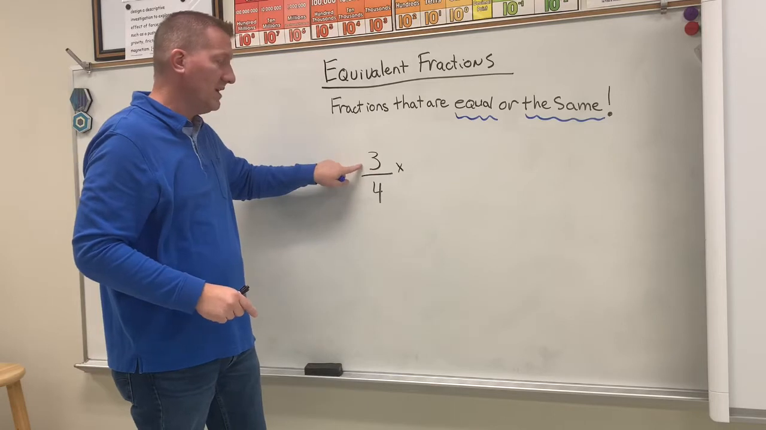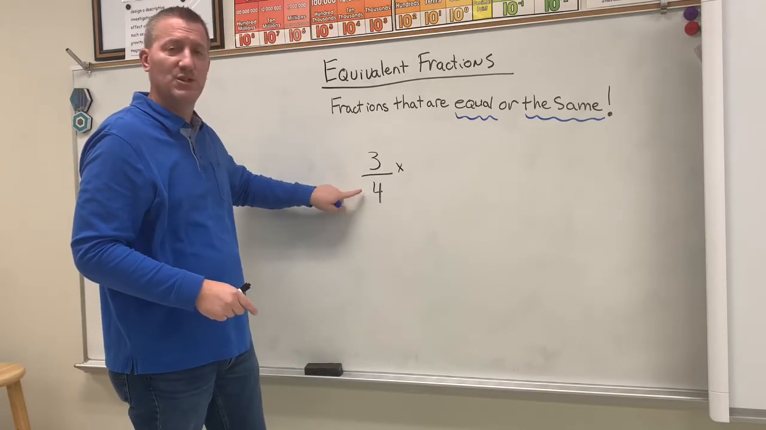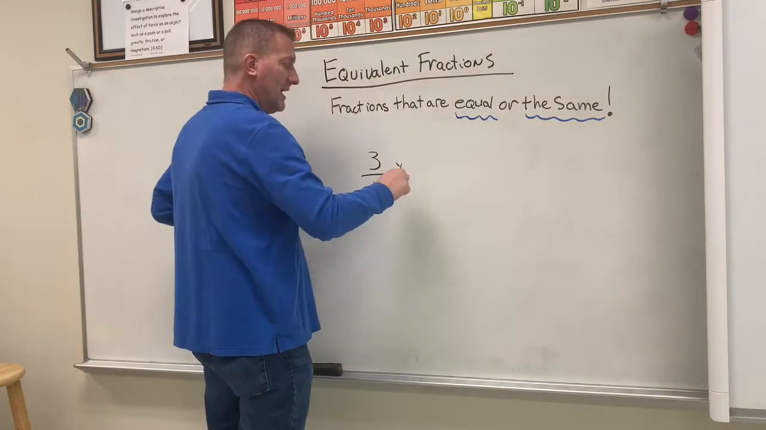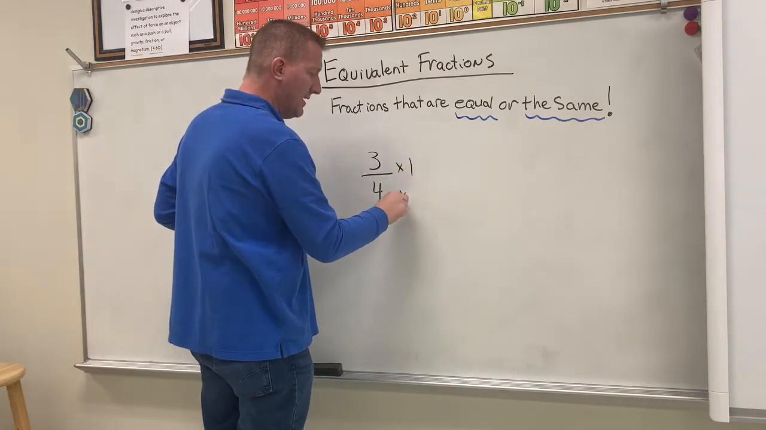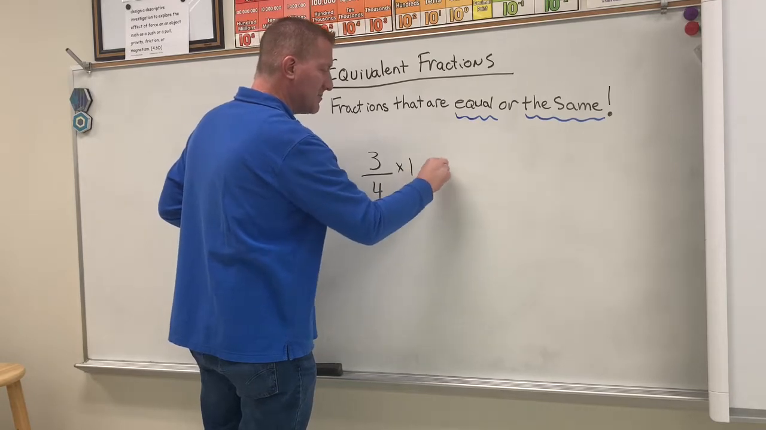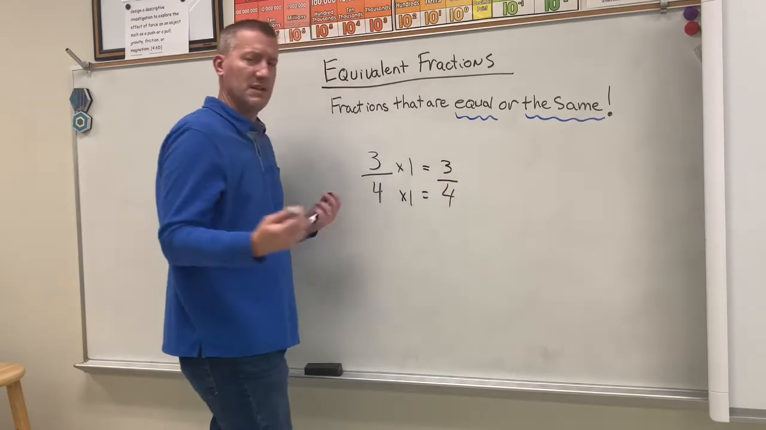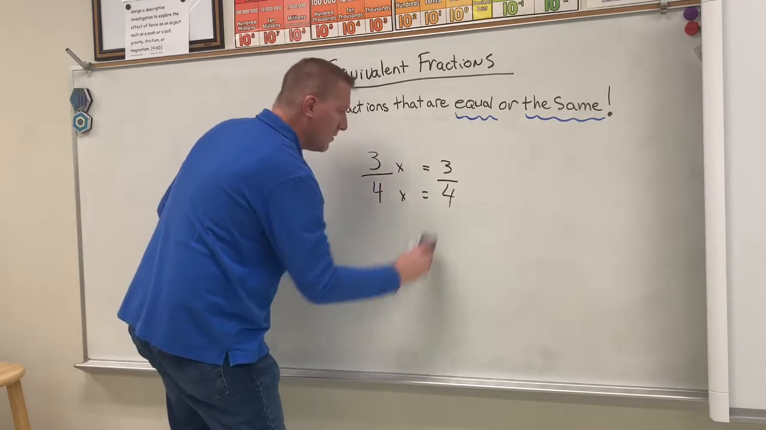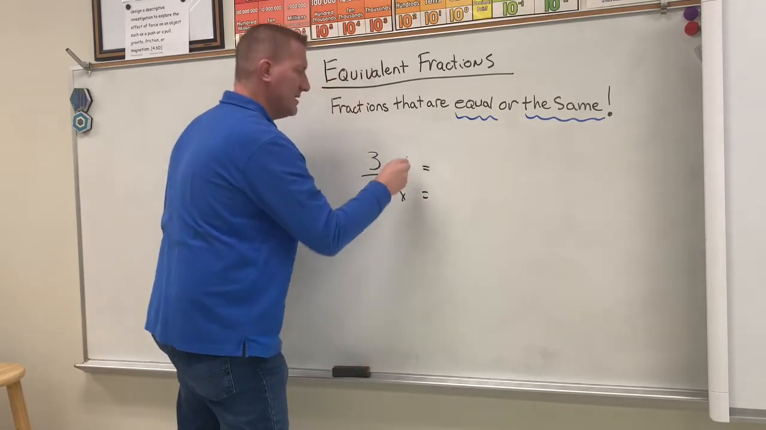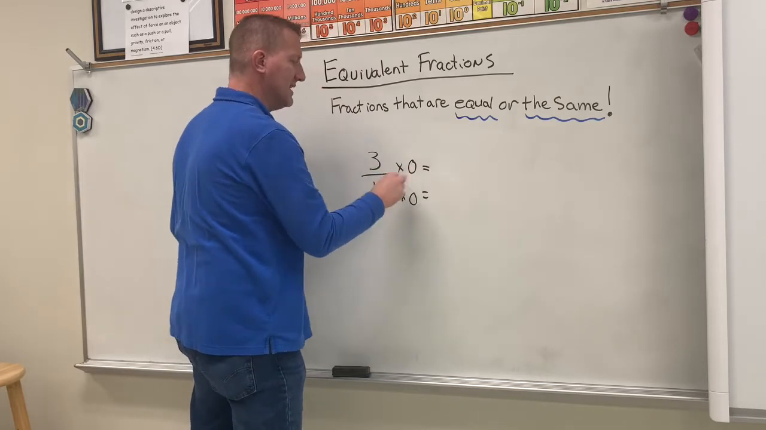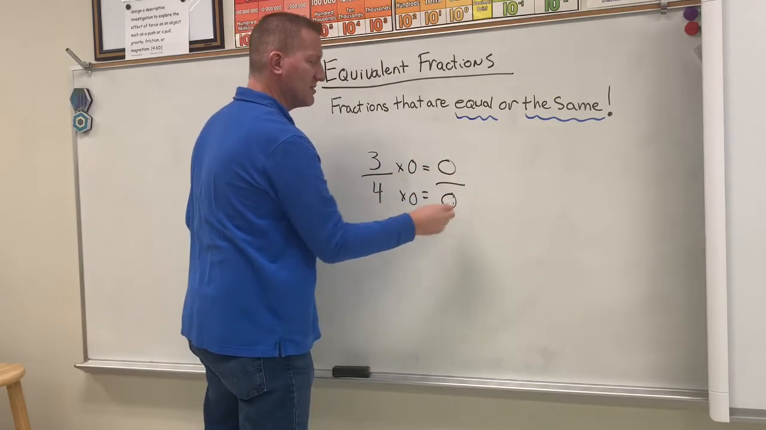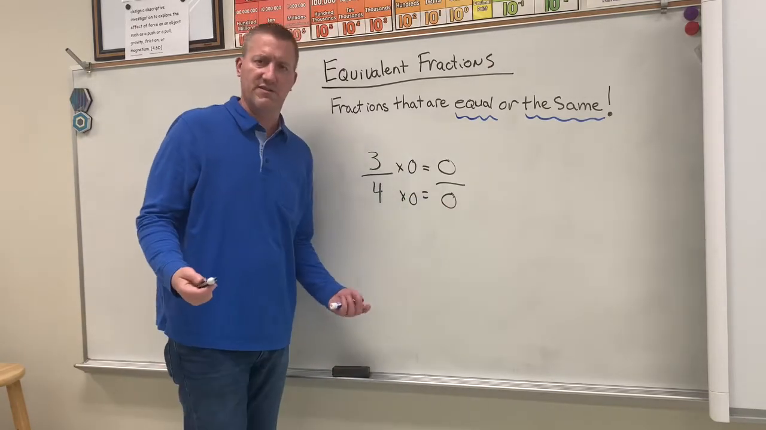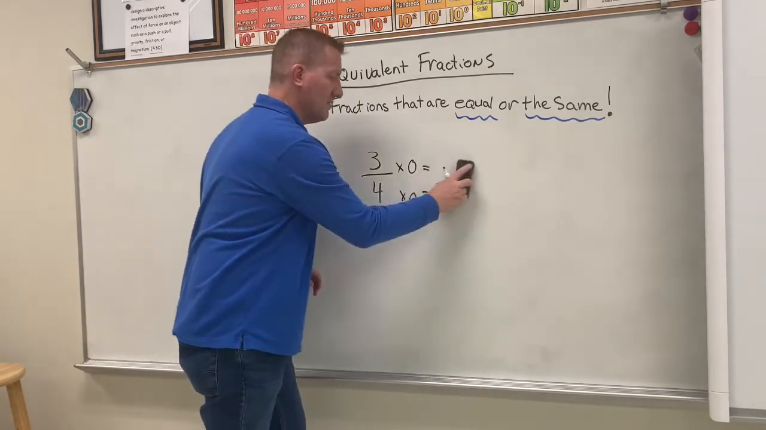Whatever you do to the numerator, you have to do to the denominator. So, now, if I multiply them times 1, that gets me the same fraction. So it doesn't get me a fraction that's different. What if I multiply it times 0? Well, 0 times anything is 0, so I get nothing as a fraction. I get 0 over 0 as a fraction. So that doesn't help me.